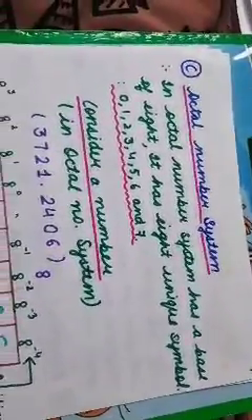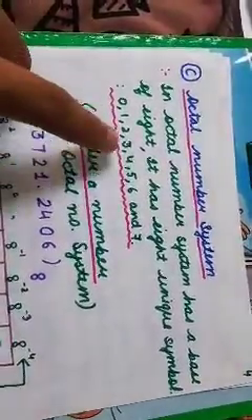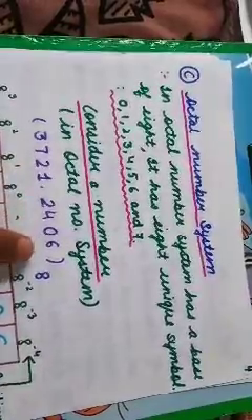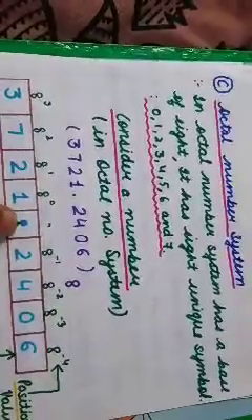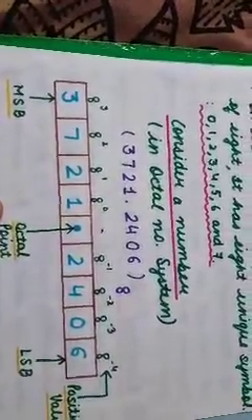Next is the octal number system. In the octal number system, the base is 8. It has 8 unique digits: 0, 1, 2, 3, 4, 5, 6 and 7. The maximum digit is 7. Consider a number 3721.2406 base 8. In case of decimal it is the decimal point, in case of binary it is the binary point, and in the octal number system it is the octal point.